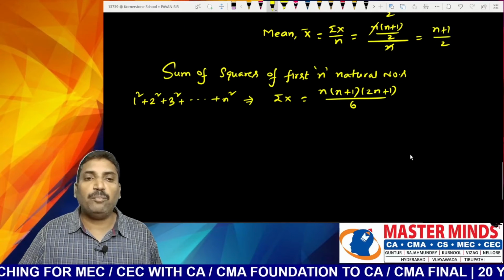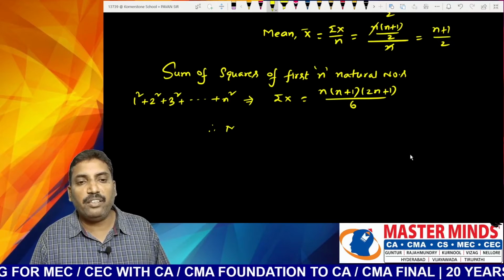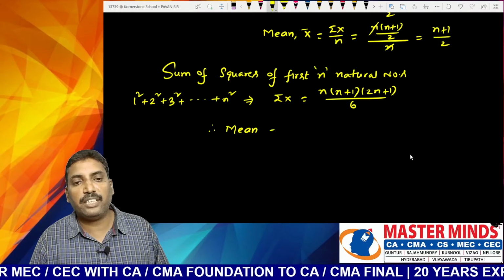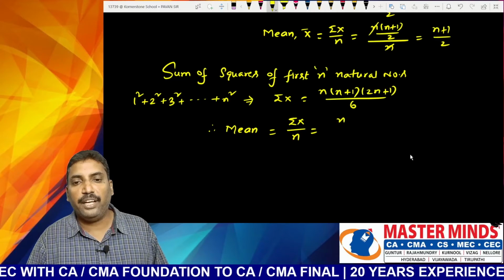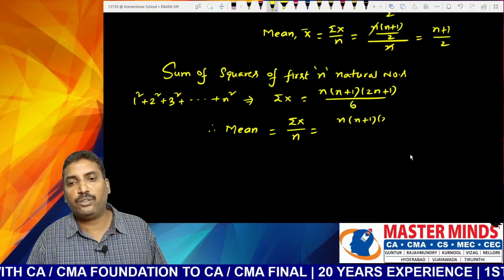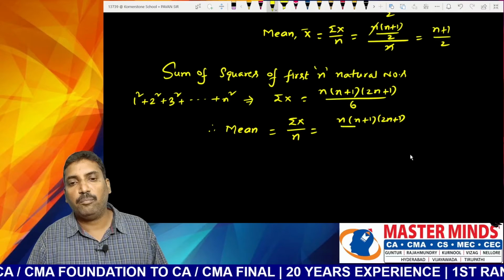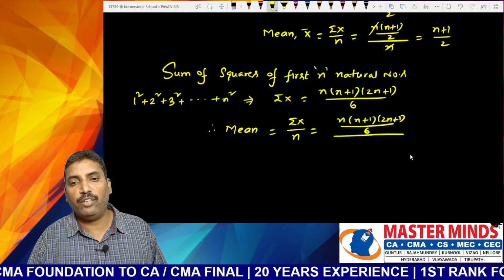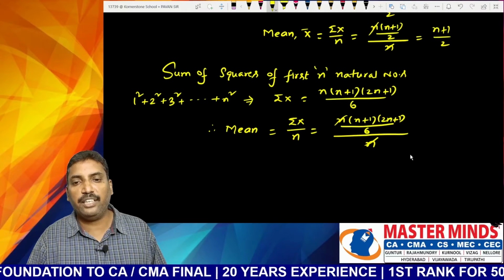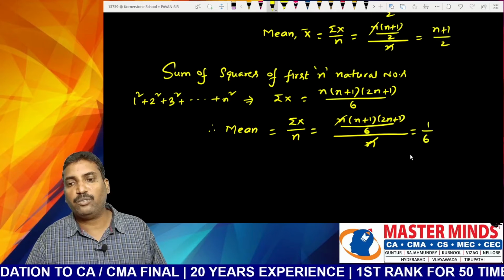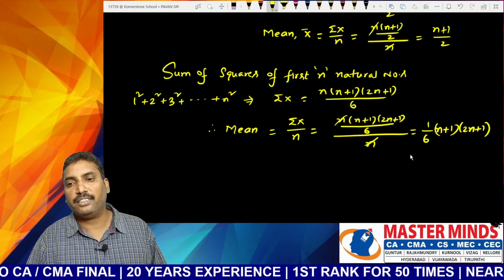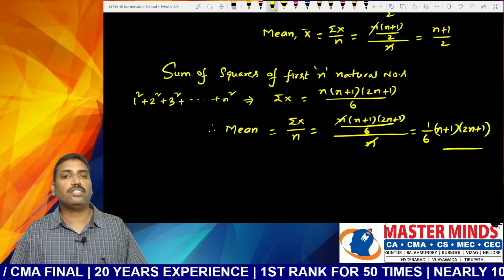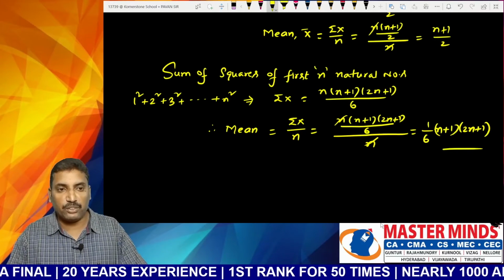Now we know the summation of x, then we can get the mean. Because mean is nothing but summation of x by n, right? So n into (n plus 1) into (2n plus 1) by 6, and now you divide by n again. Now you can cancel n. So you will get the formula 1 by 6 into (n plus 1) into (2n plus 1). We can write it like this. So this is the formula for the mean of the squares of the first n natural numbers.